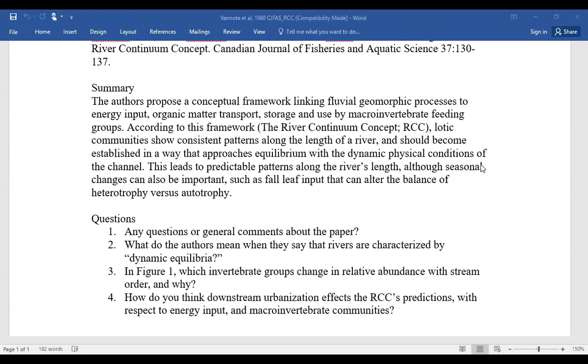Yeah. And so I wonder, let's take a prediction of the RCC. What about this prediction, that the downstream sections have more respiration than photosynthesis? Now, I think they were really thinking of places like the Mississippi, downstream areas of the French Broad. But can we think of a way that pollution runoff might affect the balance between respiration and photosynthesis? Can anybody think of a way that might?